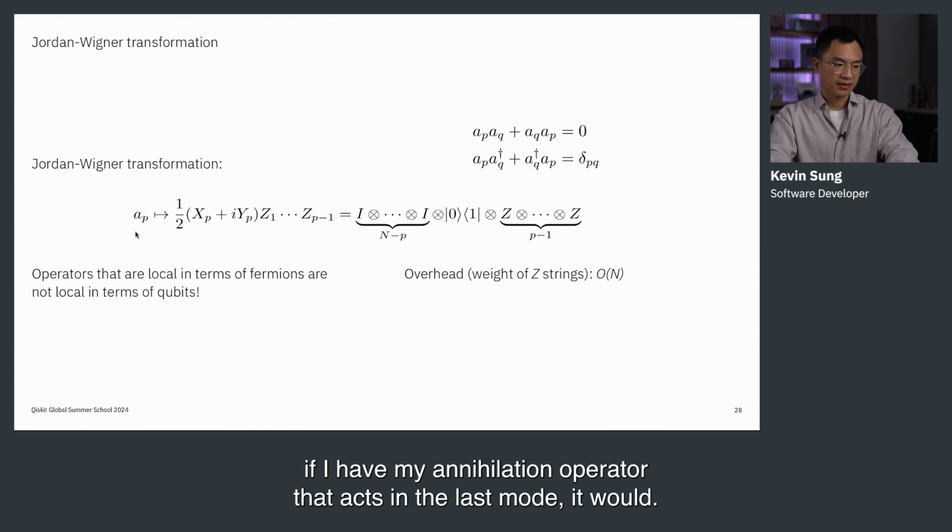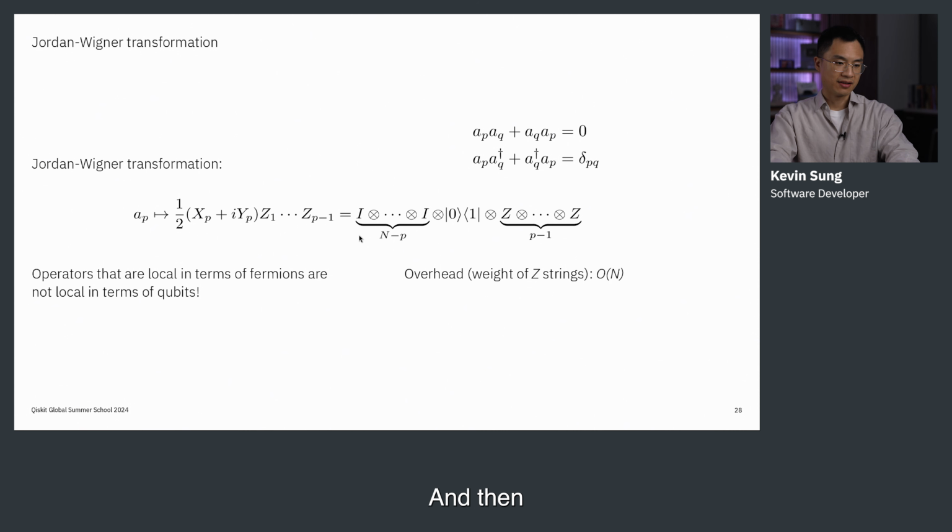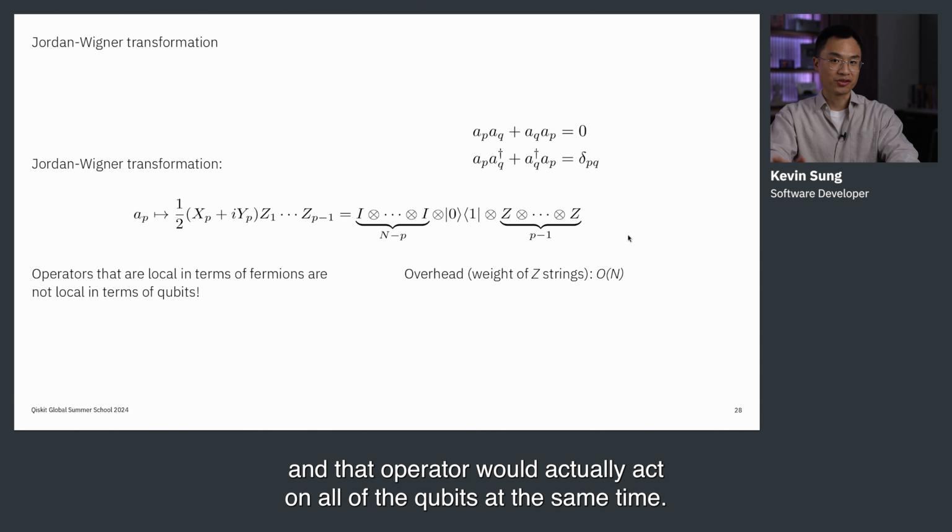If I have my annihilation operator that acts on the last mode, then we would have a Z string on the rest of the qubits, and that operator would actually act on all of the qubits at the same time.